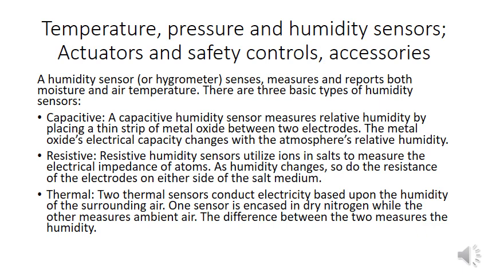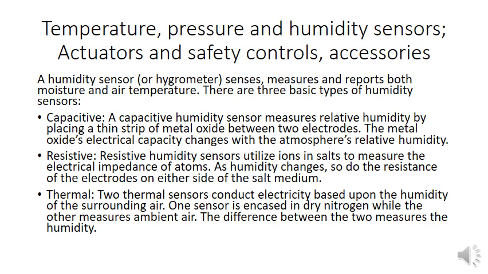The second type of humidity sensor is the resistive sensor. Resistive humidity sensors utilize the ions in salts to measure the electrical impedance of atoms. As humidity changes, the resistance of the electrons on either side of the salt changes. So that medium can be used to measure the change in humidity.